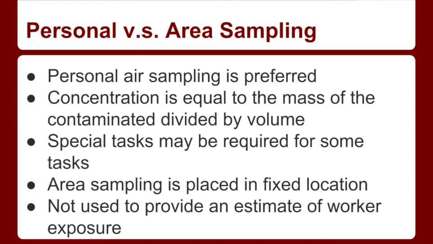Concentration is equal to the mass of the contaminant collected divided by the volume of air passed through the collection device. The sampling device should be placed on the shoulder of the dominant hand, as this is usually closer to the source. Special steps may be required for some tasks.